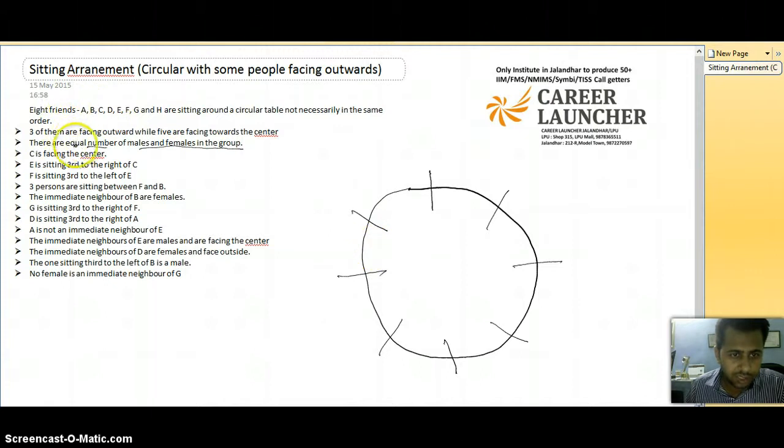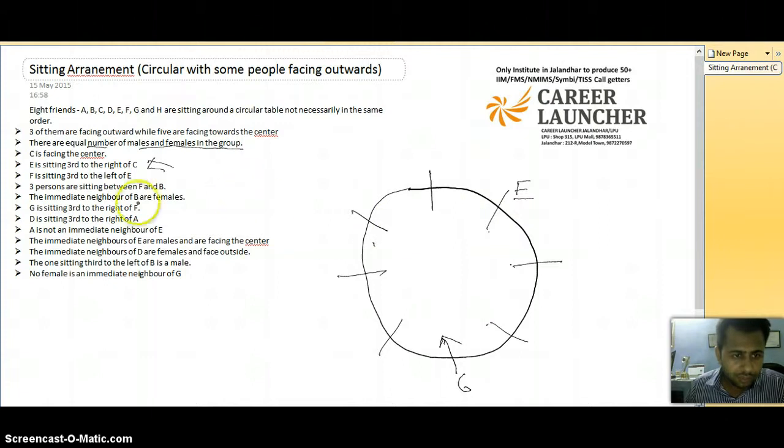So the first hint says equal number of males and females. The next hint says C is facing the center, so I can pick any suitable person and make him C. Let's say this one is C. C is facing the center. The next hint is E is sitting third to the right of C. So 1, 2, 3. E is sitting here, but I don't know where E is looking, whether he is looking inside the circle or outside the circle.